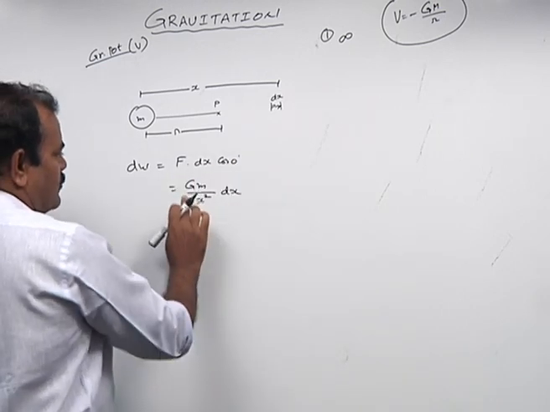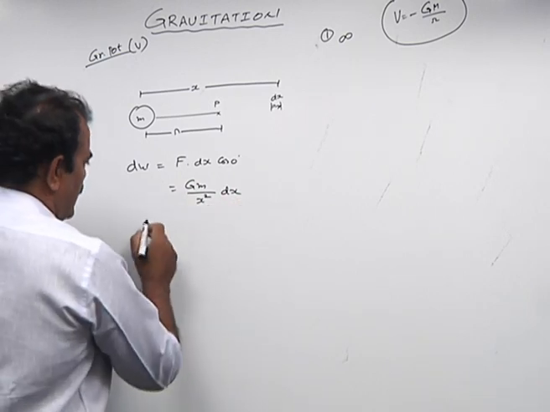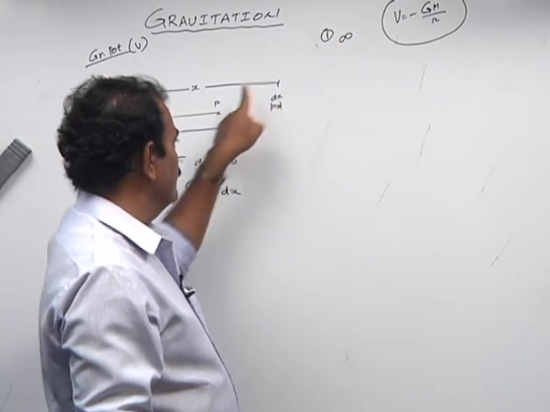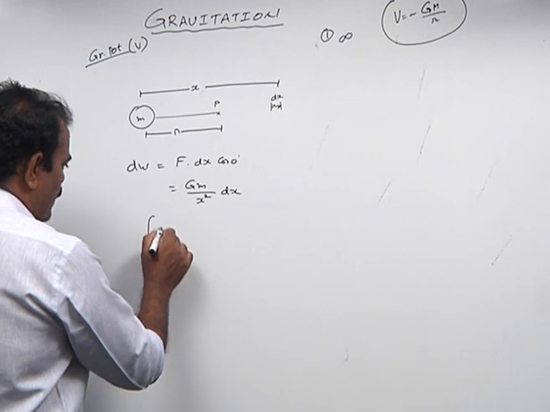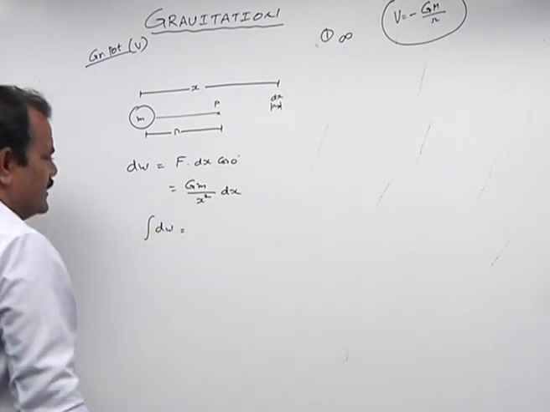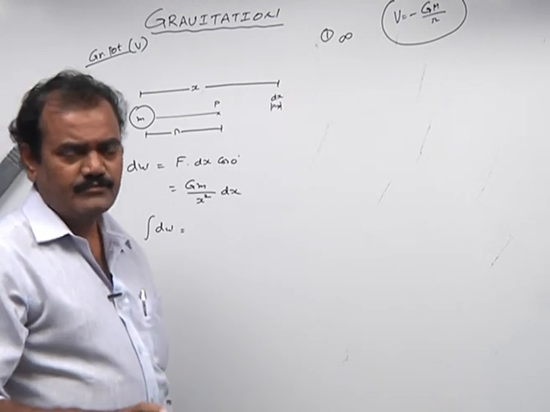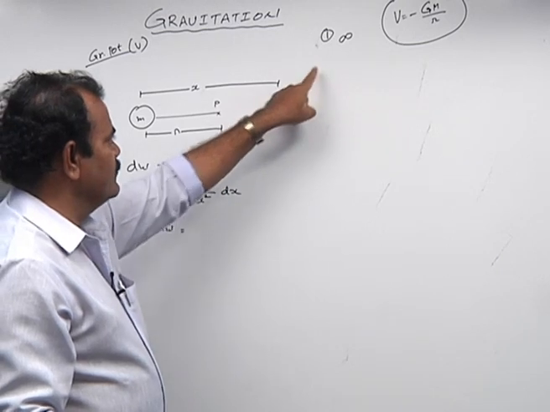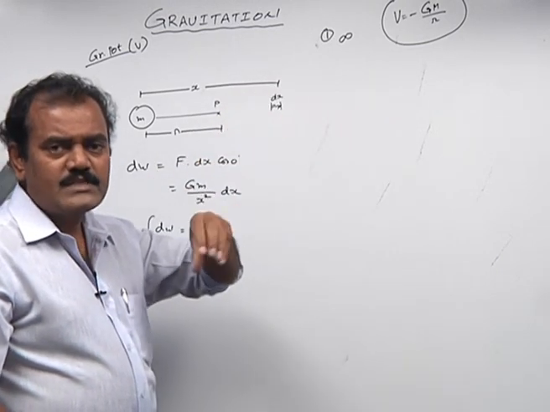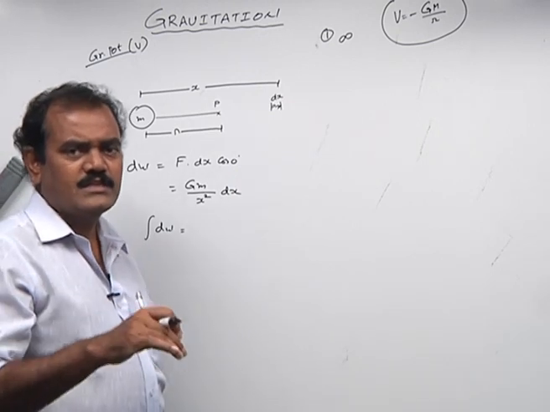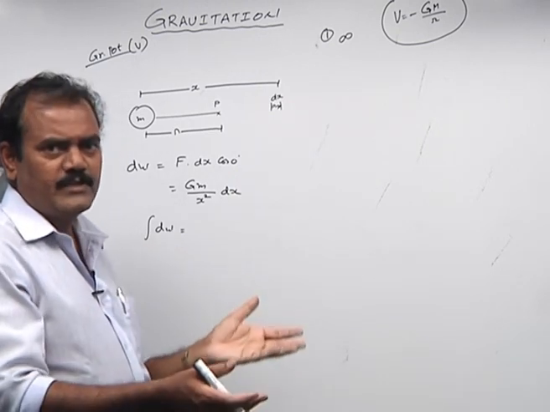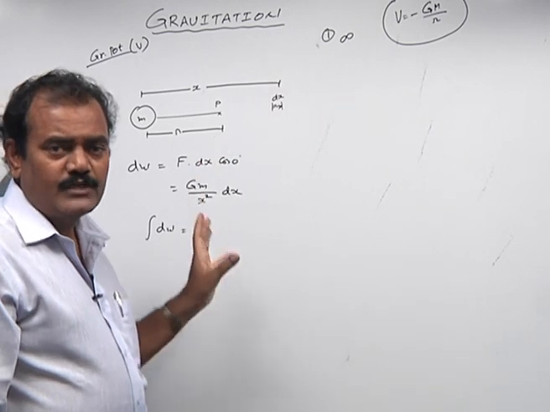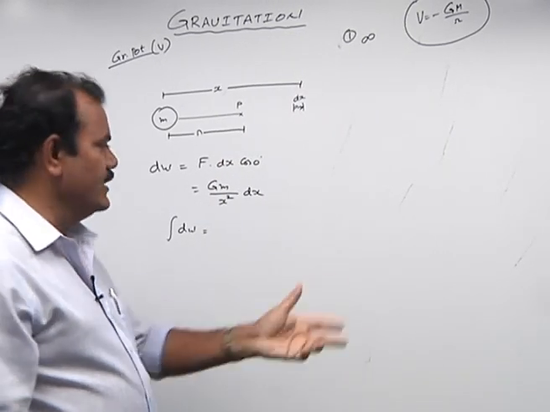Now f dx cos 0 is GM by x square dx, and we want to find the total work done in moving that unit mass from infinity to the point P, and for that you have to apply integration. Why do we have to apply integration? Because the force is not constant here. Here it is some force, here it will be another force, so the force is continuously changing. If the force were constant, you need not apply any integration; it is simply the product of force and displacement. But here the force is not constant, so to find the total work done you have to apply integration between limits.